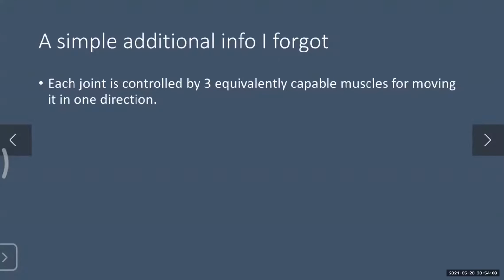Now, I just forgot to tell one thing. Each of these joints is controlled by at least 3 equivalently capable muscles for moving it in one direction. So, for example, if you want to bend your elbow, then you have biceps, brachialis and the other muscle, so you have 3 muscles. Now, how many muscles do you think the brain has to control if it has to move? What are the total possibilities?